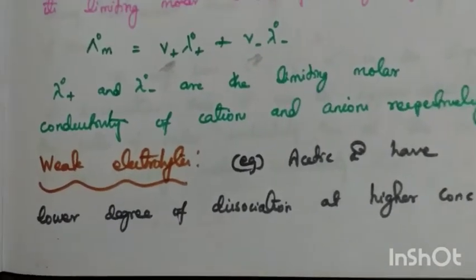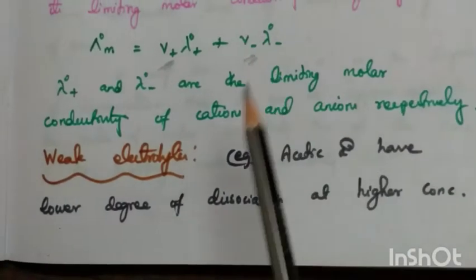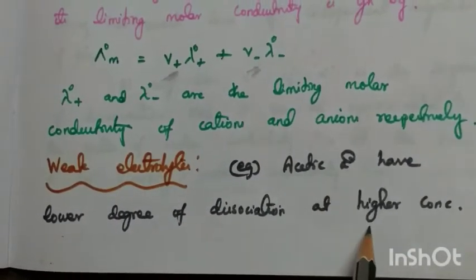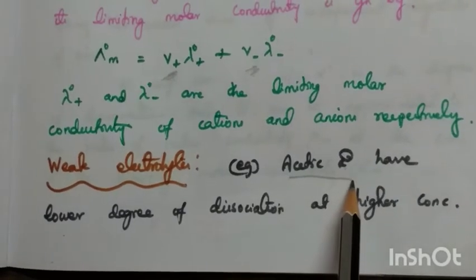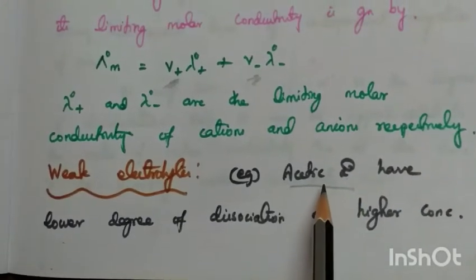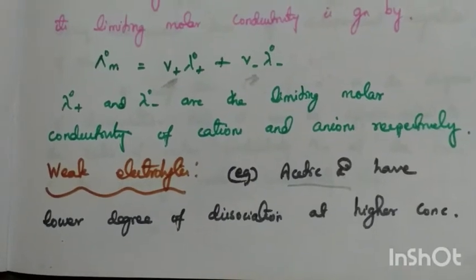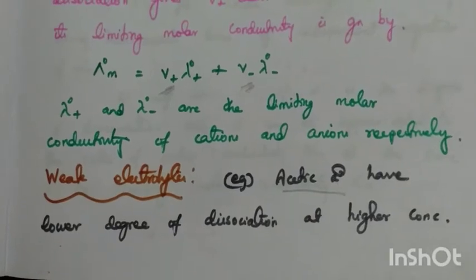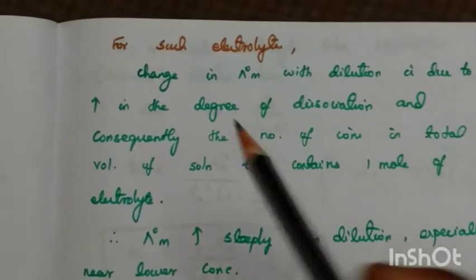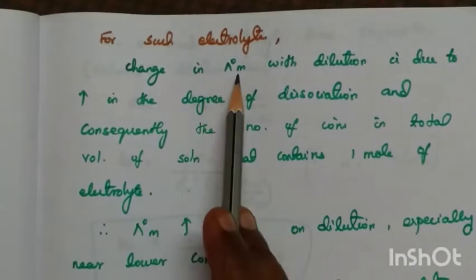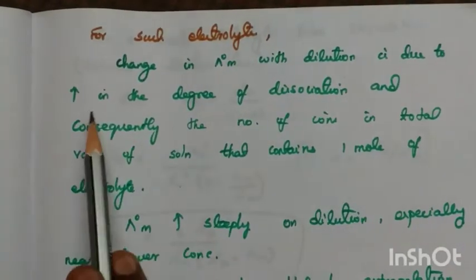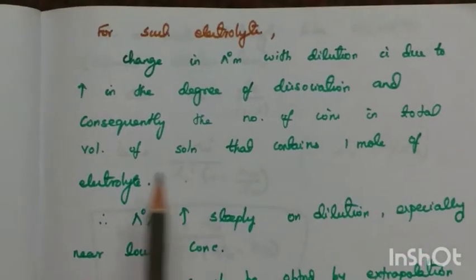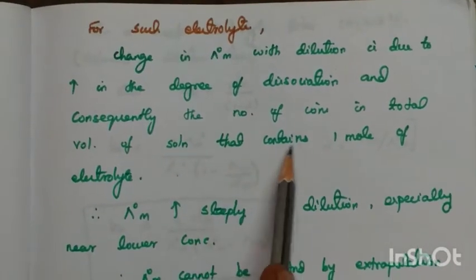If it is a weak electrolyte, for example acetic acid, it has a lower degree of dissociation at high concentration. Acetic acid is a partially dissociated acid. It dissociates partially to give some amount of acetate ion and H plus ions, and the acetic acid is also present. For such an electrolyte, the change in Λ naught M with dilution is due to the increase in the degree of dissociation and consequently the number of ions in the total volume of the solution that contains 1 mole of the electrolyte.